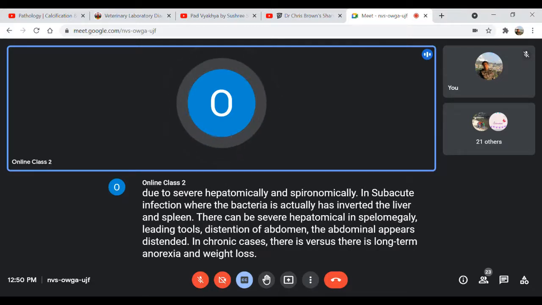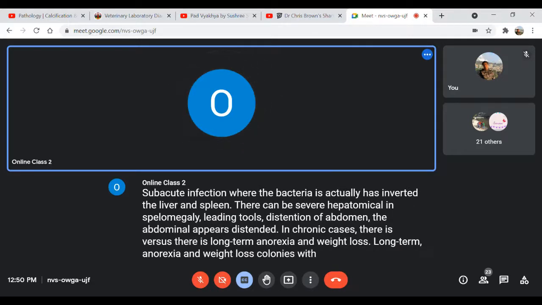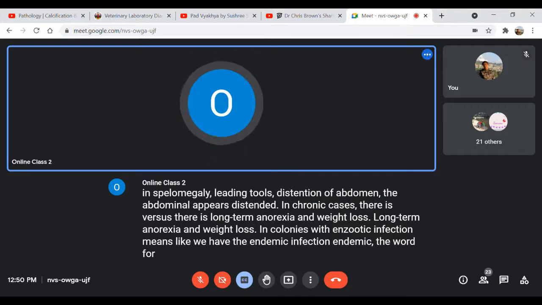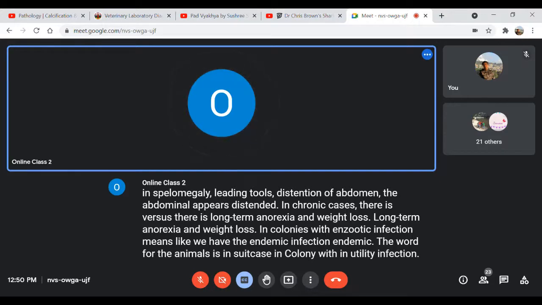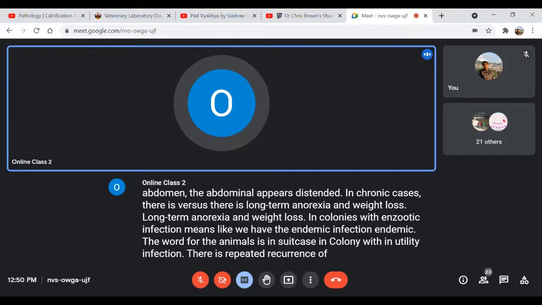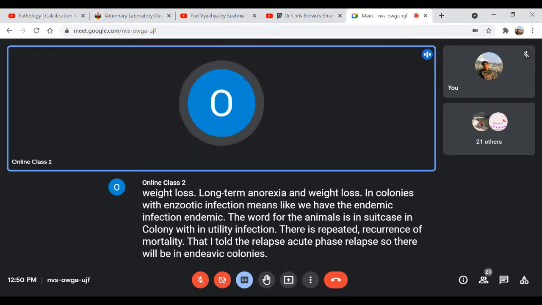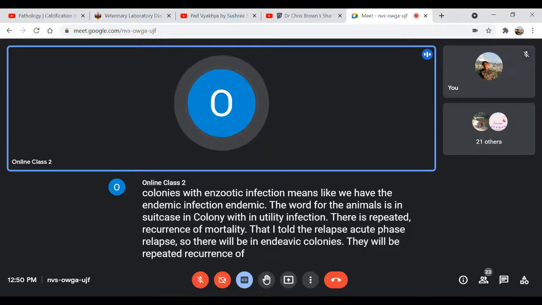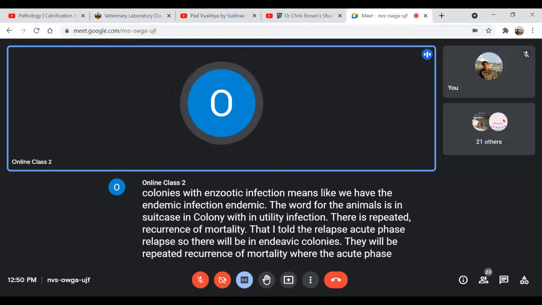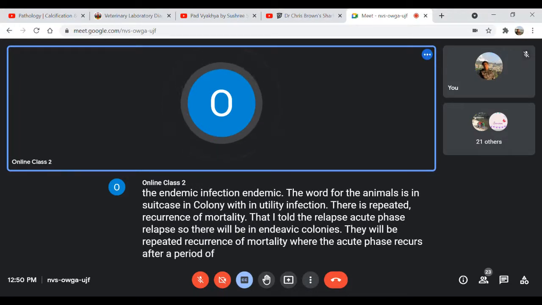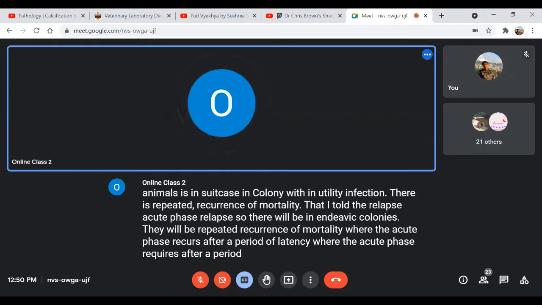Enzootic means like we have the endemic infection. Right? Endemic, the word for the animals is enzootic. In colonies with enzootic infection, there is repeated recurrence of mortality. That I told, the acute phase relapse. So in endemic colonies, there will be repeated recurrence of mortality where the acute phase recurs after a period of latency.